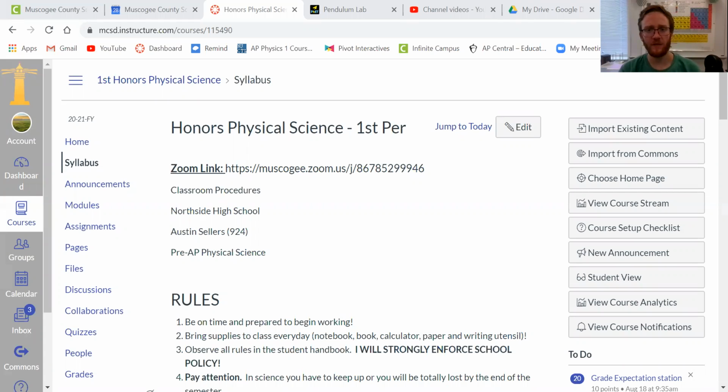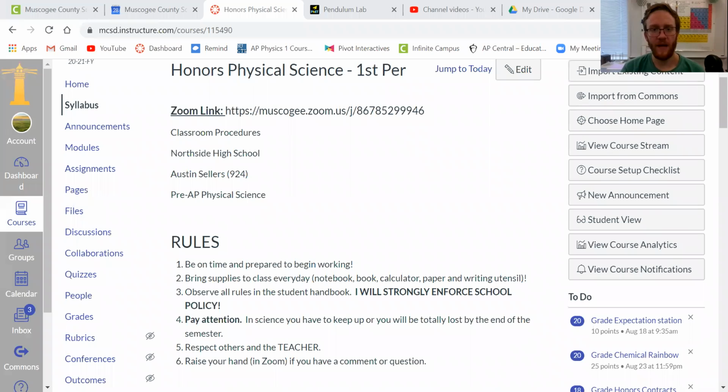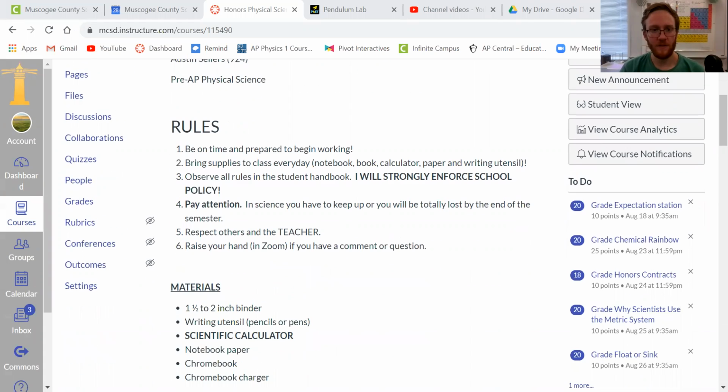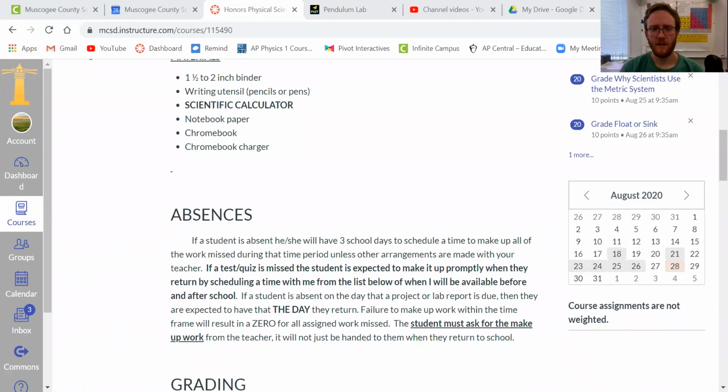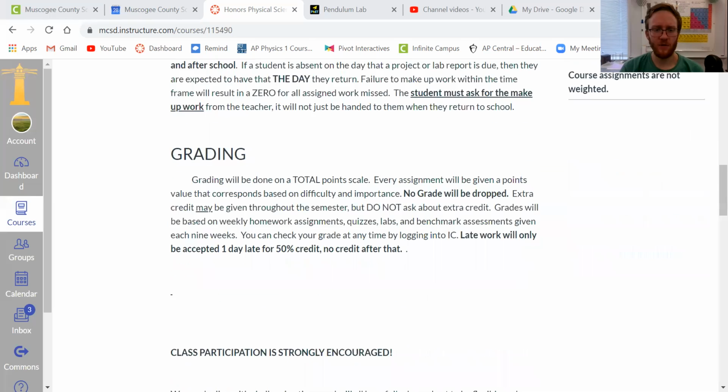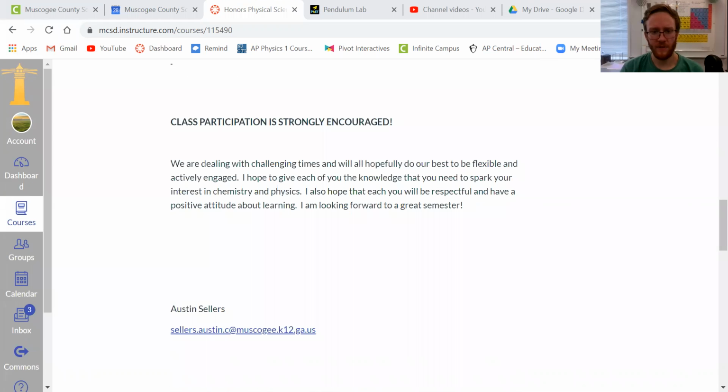The first thing they do every day is log into Canvas, and this is the first page they see. On this page, they have every bit of contact information that they need, and also the Zoom link for their class that morning or that afternoon. I have also included my syllabus, which has several things such as rules, the materials they will need for class, my rules on absences, grading, and class participation.